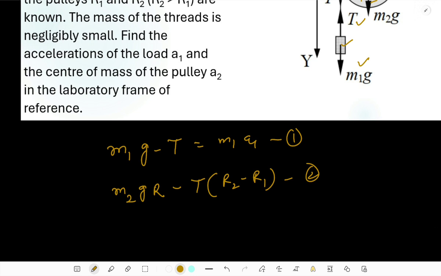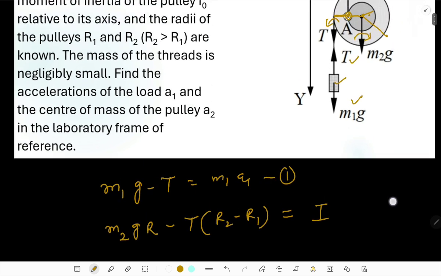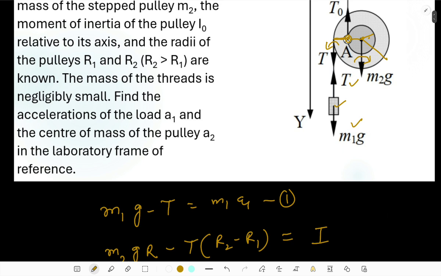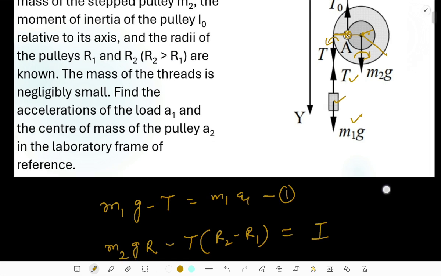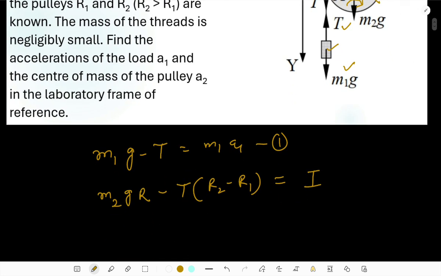Here, no, this is not the complete equation. This is only torque, and I'm going to write net torque equals I alpha about the axis of rotation. The moment of inertia of this stepped pulley about this axis of rotation, I suppose, is I, and so it can be written as I multiplied by some angular acceleration beta. This is our equation number 2.